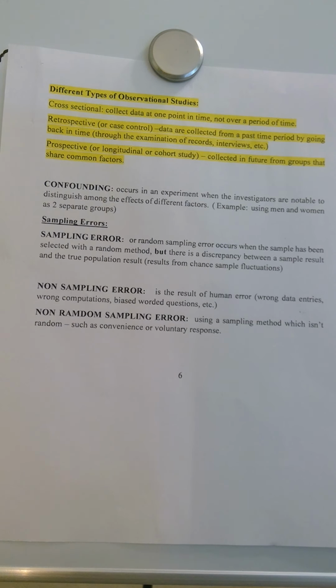Retrospective, if you look at the retrospect, you look to the reverse, to the back, is where data are collected from a past time period by going back in time through the examination of records, interviews, etc. For example, a lot of studies have been done about cigarette smoking and the long-term effects of it. So what they do is they go back and they may have had a group of people years ago who came in and said, I'm a smoker, and a group who said, I am not. And they might have done a study on those groups over a period of time, and now they're looking to see what conclusions they can draw.